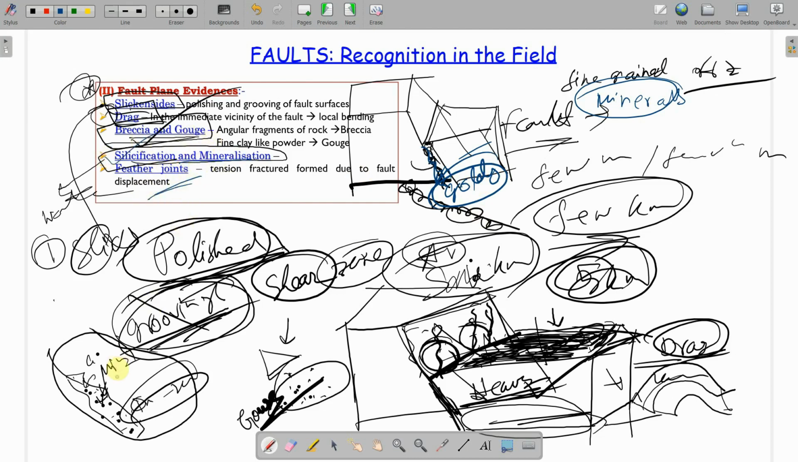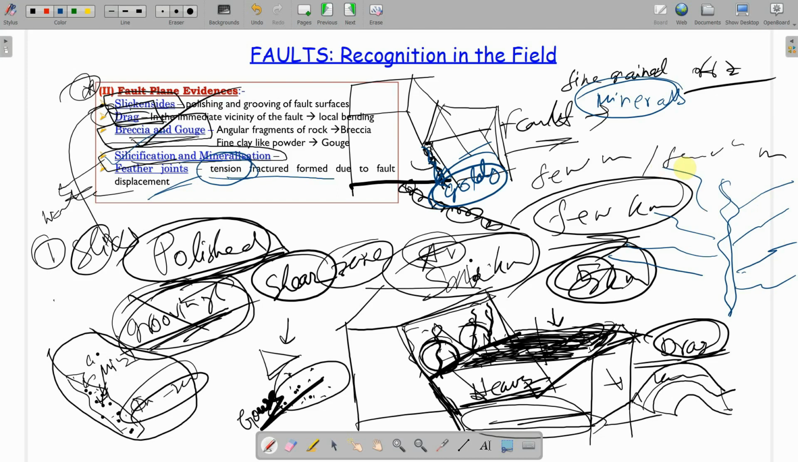Then there is the feather joint. This is developed due to tension, when a large faulted area or large fault zone or large fault plane is developed. Feather joints are the tensional fractures formed due to the fault displacement. Due to the fault displacement, the surrounding will have some thinly fractured area, and this is called the feather joint. So these are also an indication of a fault or fault plane.